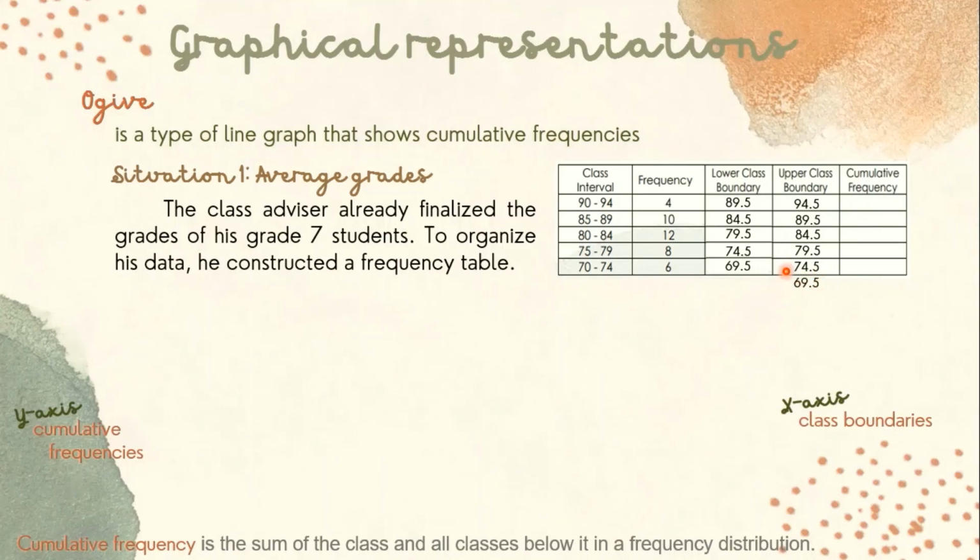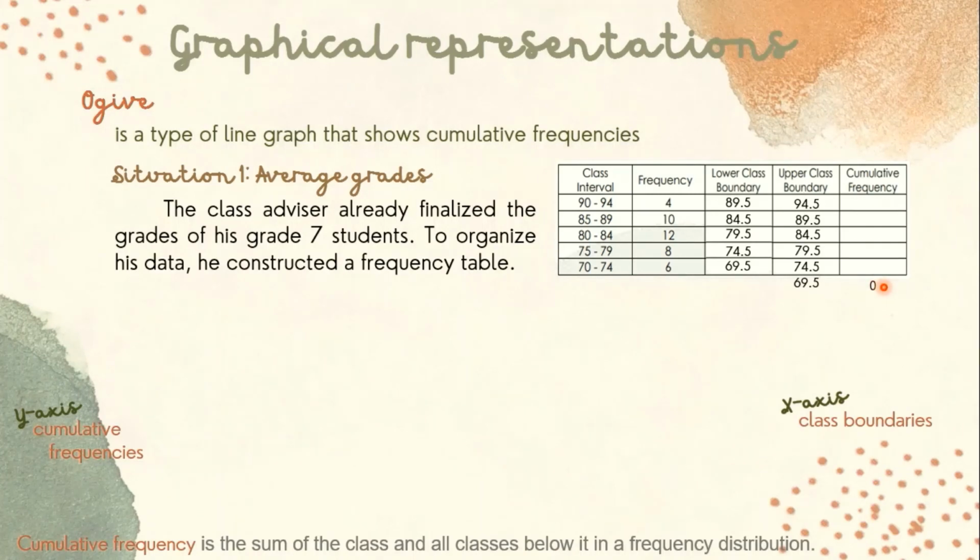And this 69.5 upper class boundary, kaya tayo nag-add niyan dahil we need to always start our cumulative frequency with 0. Because we cannot start our cumulative frequency at 0 dito sa 70 to 74 na class interval because the frequency here is 6. So it's not possible. Kaya nagdagdag tayo ng isa pang upper class boundary para makapaglagay tayo at makapag-start tayo ng 0.